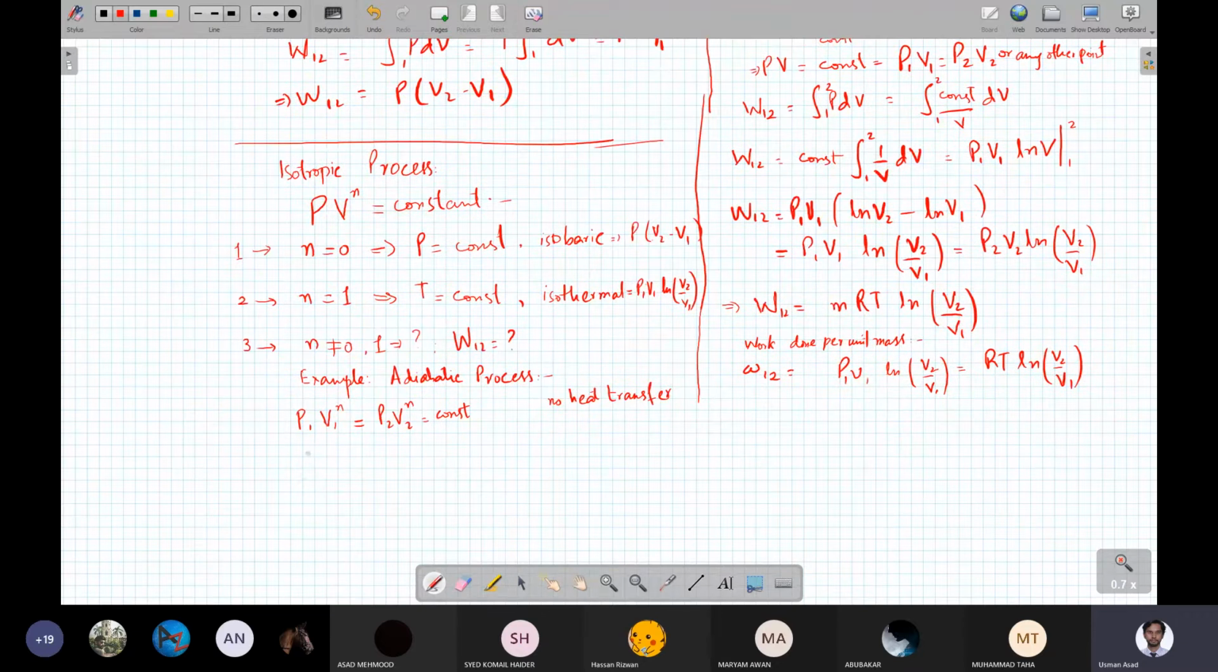and I have to evaluate the work done, which is the integral of PdV from 1 to 2, then I should replace pressure by some constant जिसको मैं इक्वेशन से इंटीग्रल से बाहर लेके आ सकता हूँ, multiplied by the integral of 1 over v raised to the power n. ठीक है? I hope that makes sense.